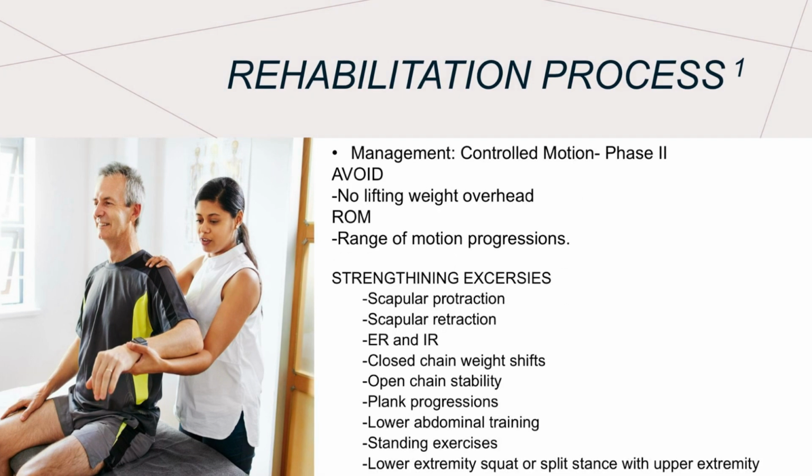For phase 2, which is controlled motion, we need to avoid lifting weight overhead. For the range of motion, it's going to be the same as phase 1 with progressions as symptoms allow. Some exercises can be scapular retraction and protraction, closed chain weight shifts, open chain stability, plank progressions, lower abdominal training, standing exercises, and lower extremity squats with upper extremity activities.